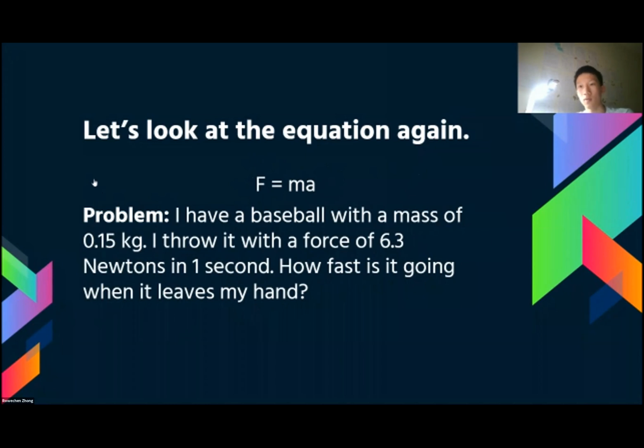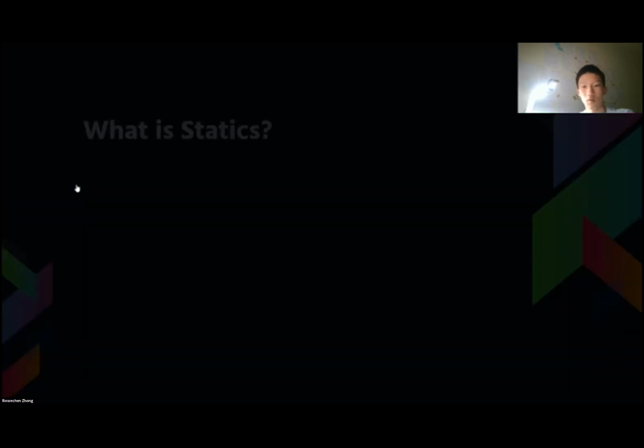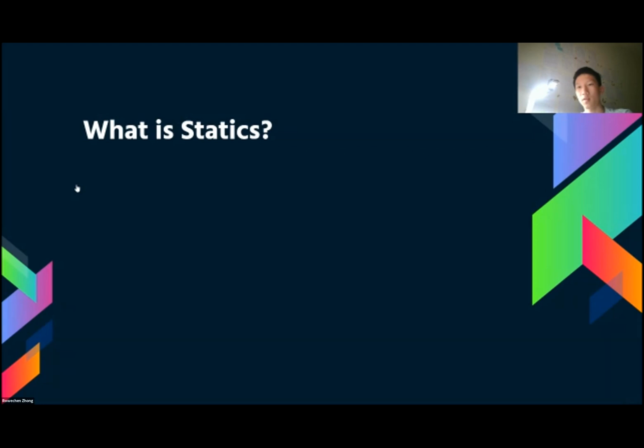So let's take a look at statics. What are statics? If something is static, that means it doesn't move. That's what static means. So, what is statics? This is grammatically correct. It is not supposed to say, what are statics? Because it's not the plural form of the word static. Statics is a branch of physics.